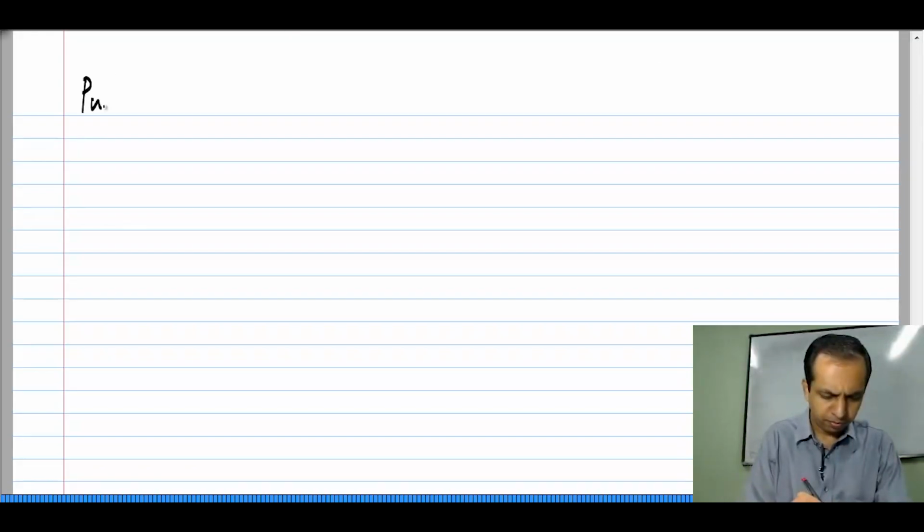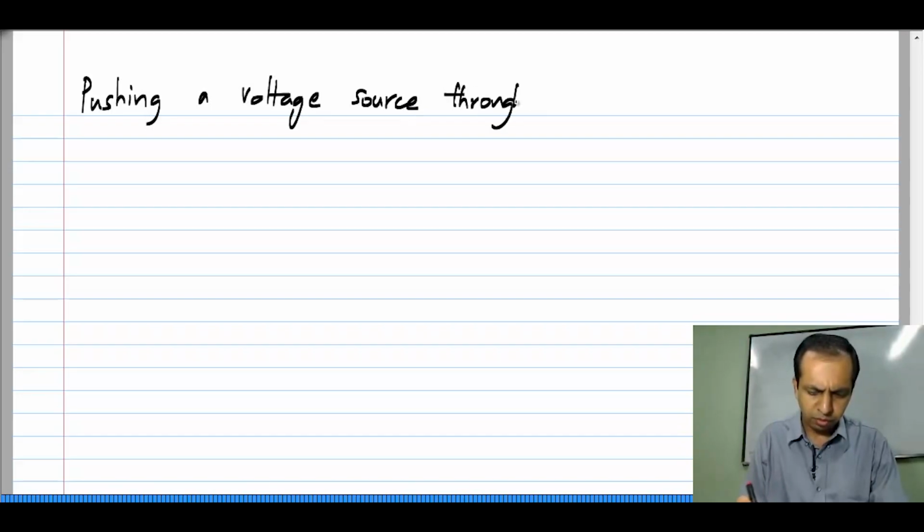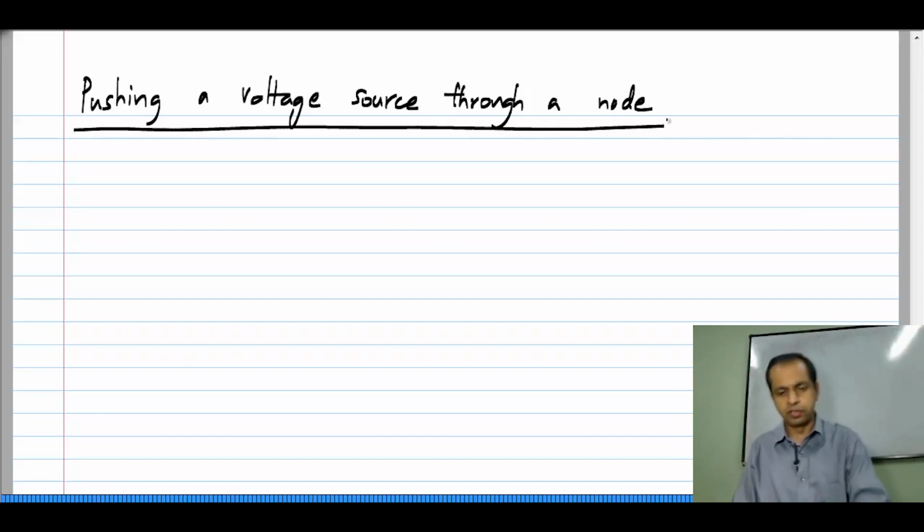The next theorem I will consider is related to manipulation of circuits which have a voltage source in them in a particular way. Now, the use of this may not be immediately clear, but later you can easily understand the properties of certain types of circuits using this theorem. I will call it pushing a voltage source through a node. It will be clear in a moment what I mean by this.